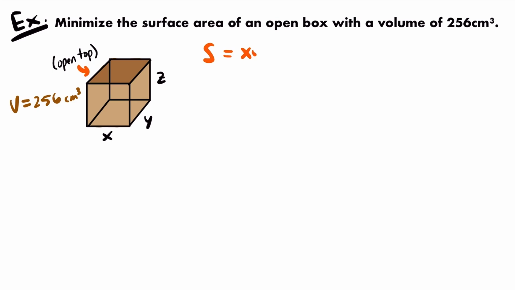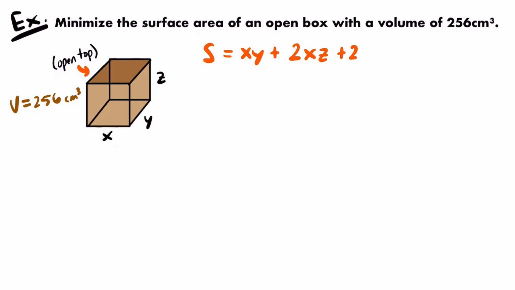So we want to have x times y, and then add that to the area of the 4 other faces. And the front face, as well as the back face, have dimensions of x and z. So we'll have 2 times x times z. That will account for the area of those 2 faces. And then for these 2 side faces, their dimensions are y and z. So you'll have y times z for the area of one face, but then 2 times yz for the area of 2 of them.